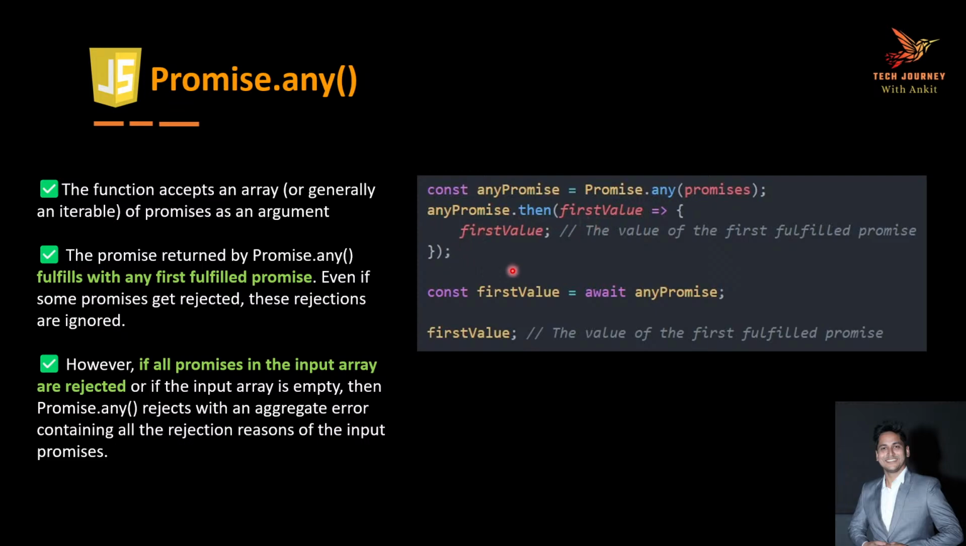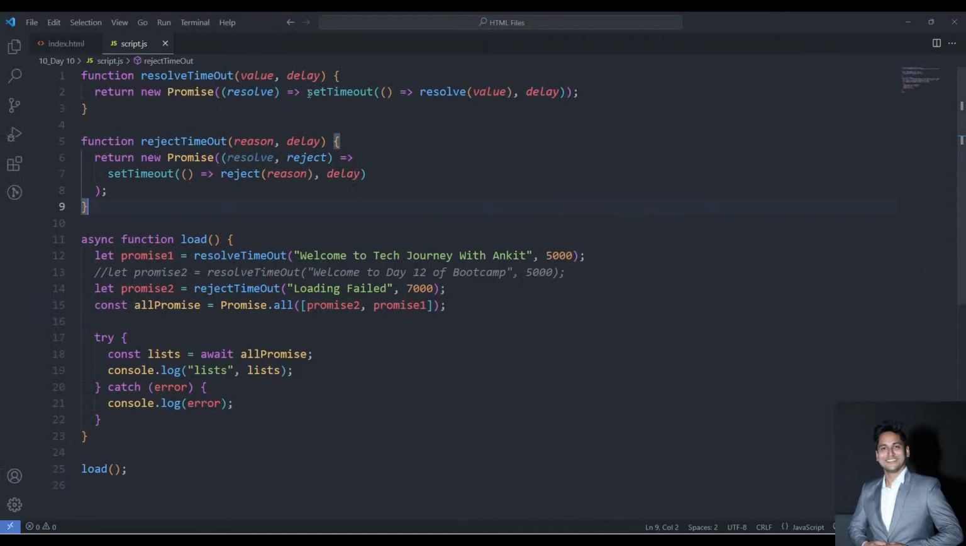Again, this method also accepts an array of different promises. This method will ignore all the rejections and return the resolved promise. Now if I go back to the same example, the only thing I am changing here is from all to any. This is the single line of change that I have made.